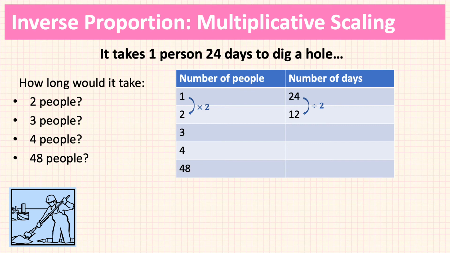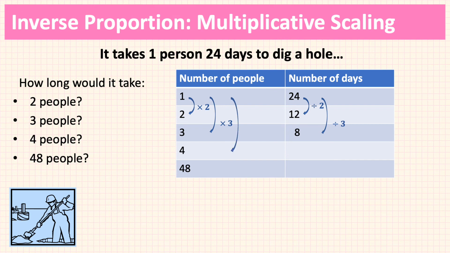Okay, let's look at 3 people then. Now I'm going to go back to the number of people being 1. And I'm going to look at what's happened. So I've gone from 1 to 3. So I've multiplied by 3. So going to the number of days, I need to divide 24 by 3 to give me the correct number of days for 3 people. And that's 8. So whatever I'm doing on the left-hand side, I am doing the opposite on the right-hand side. So I'm multiplying on the left-hand side and I'm dividing on the right-hand side by the same value.